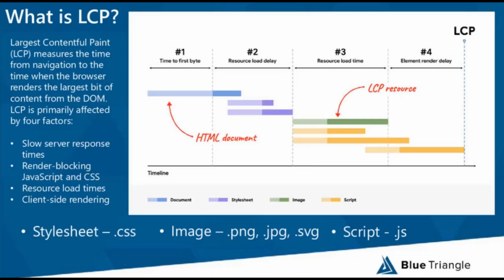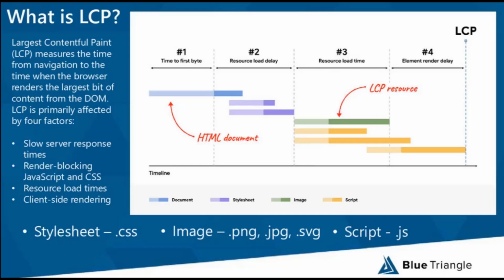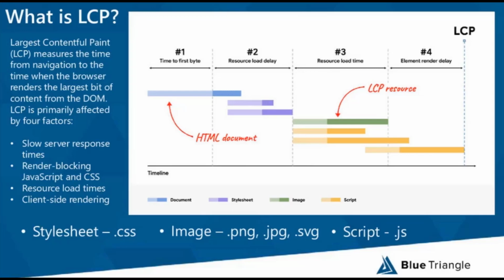What is Largest Contentful Paint? Largest Contentful Paint is what we would consider probably the most traditional of the three Core Web Vitals. This is more of a performance metric comparatively. It's looking at how long it takes your largest image file, or font file potentially, to render on the page. On this chart right here, you can see it's broken up into 4 different parts.